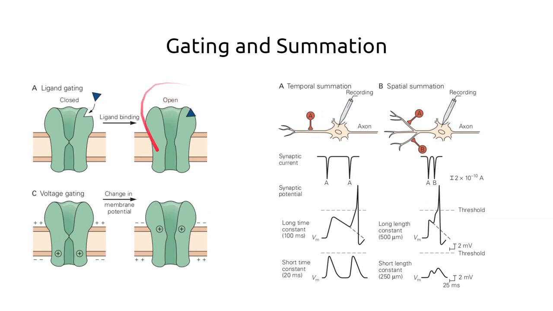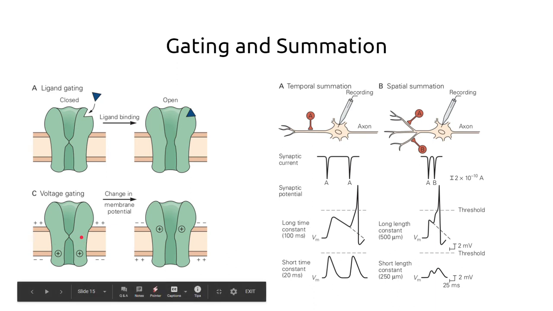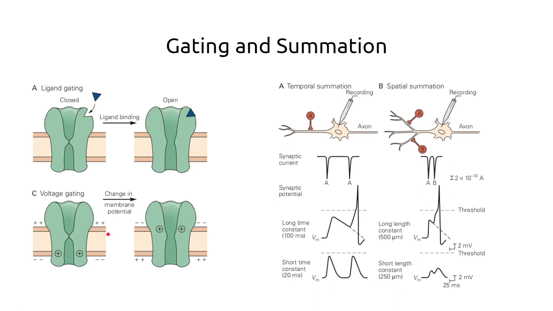So we've got neurotransmitters that can open up these gates, but there's also the possibility that other gates are going to be opened just by having the voltage difference at a certain level. And that's going to be important for how the spike works.